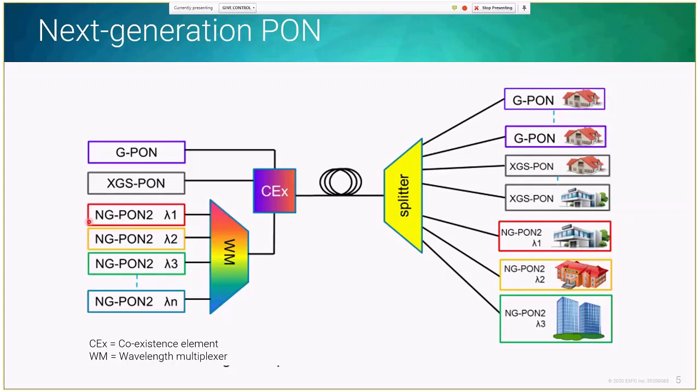But tomorrow, with the new generation PON, you're going to have a move from the WDM concept into the PON, where you may have up to 8 or 9 wavelengths. And these wavelengths will be introduced on the MUX unit, and then from the MUX unit it will go to the coexistence element, a combiner, and all these wavelengths will be injected on the fiber.